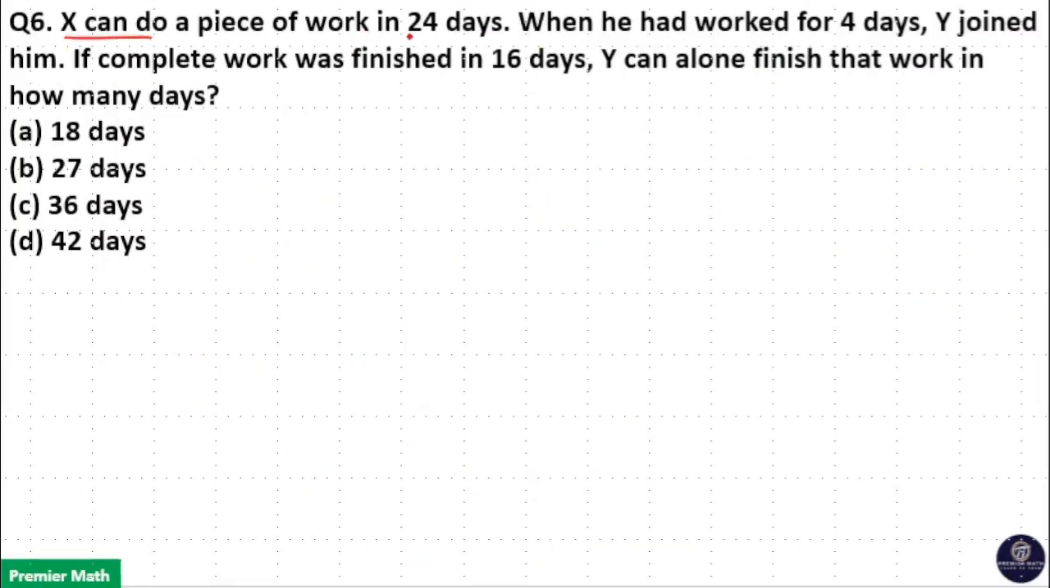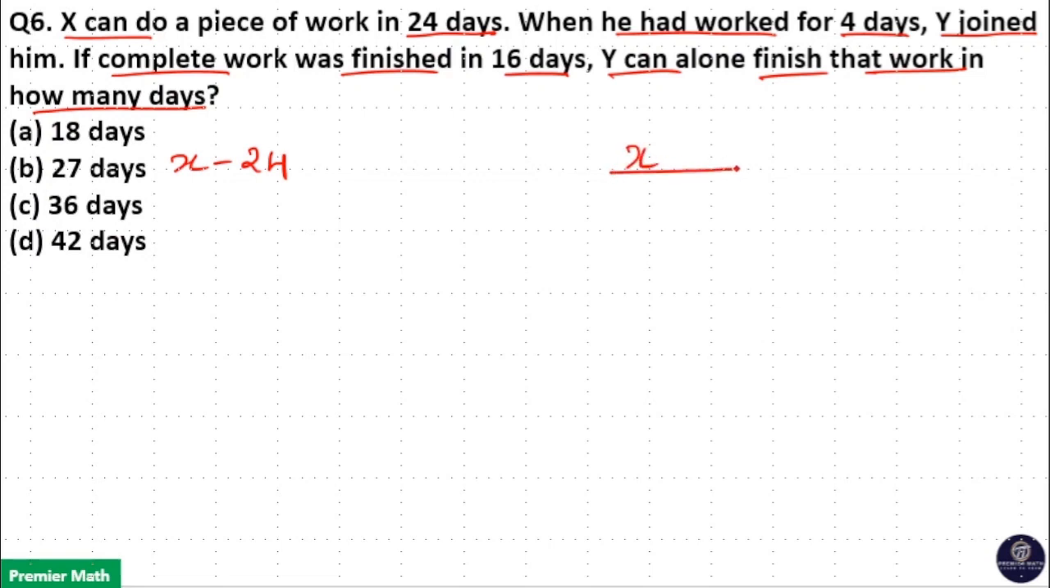X can do a piece of work in 24 days. When he had worked for 4 days, Y joined him. If complete work was finished in 16 days, Y can alone finish that work in how many days? Here X alone can finish a work in 24 days. And here X alone worked for 4 days. After this 4 days, Y joined him. That means X and Y were working together after this 4 days. And the work is finished in 16 days. That means X and Y were working together for 16 minus 4 days, 12 days.